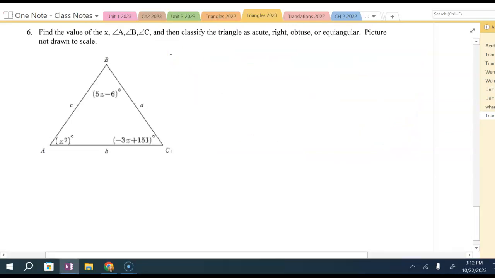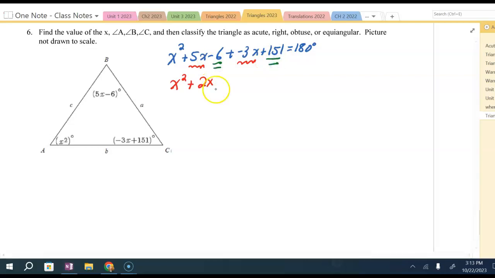So let's take a look at the last example. Again, the idea is all the angles add up to 180, so x squared plus 5x minus 6 plus negative 3x plus 151 is 180 degrees. So now we need to combine like terms. So when I add the x's, I get x squared plus 2x. And when I combine the constants here, I get plus 145, and that's equal to 180 degrees.